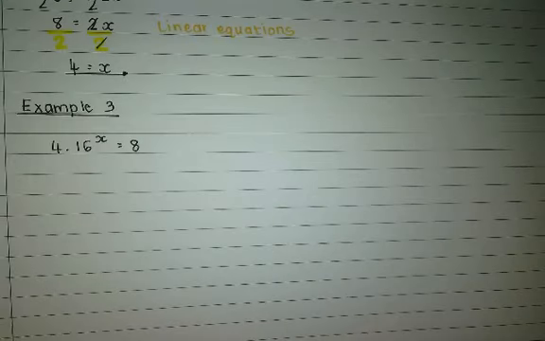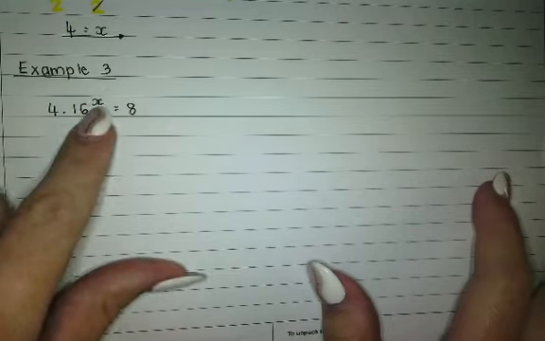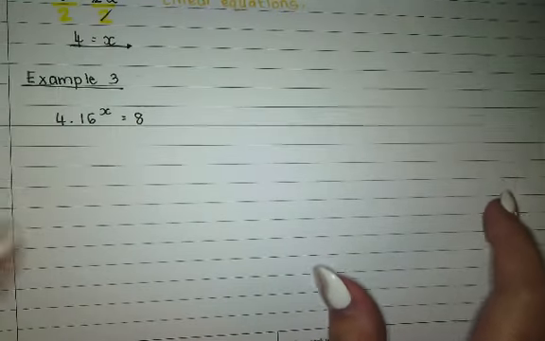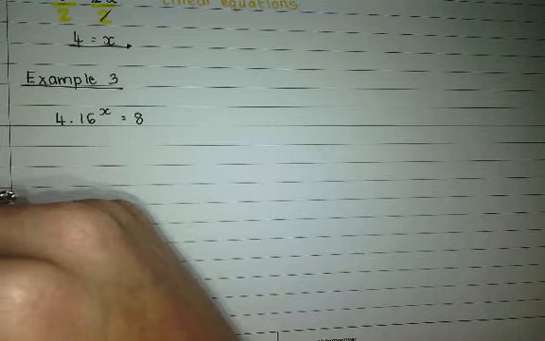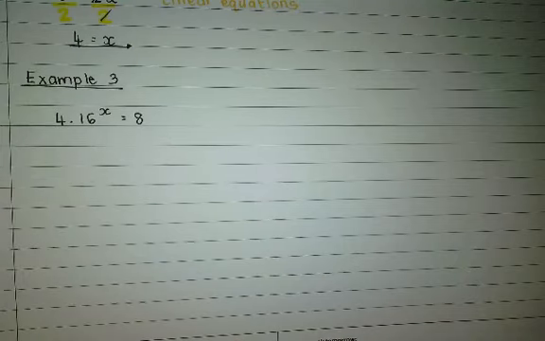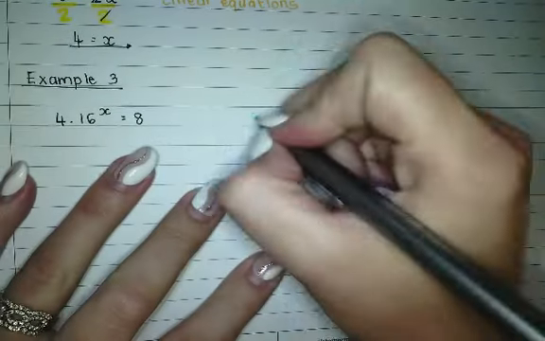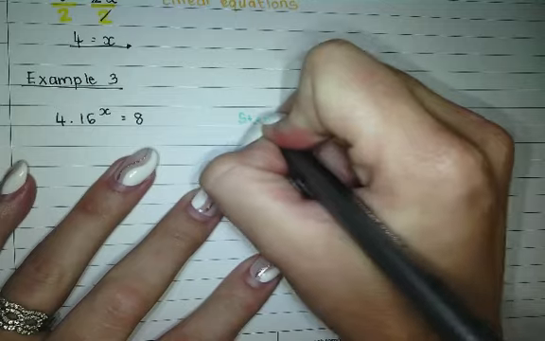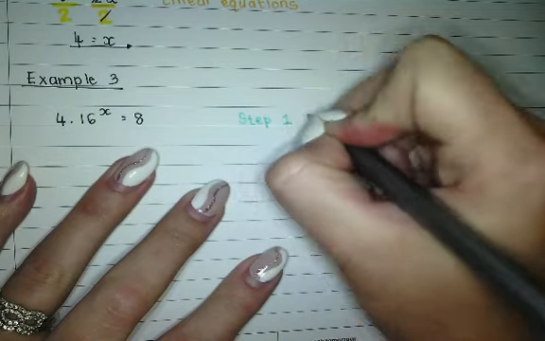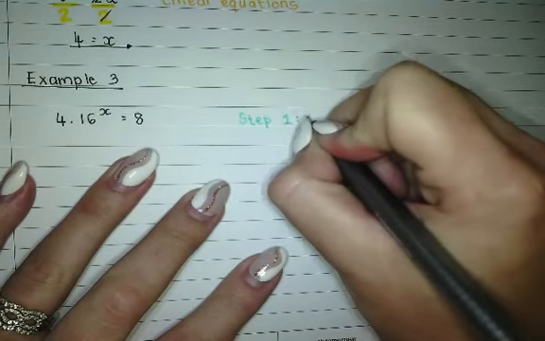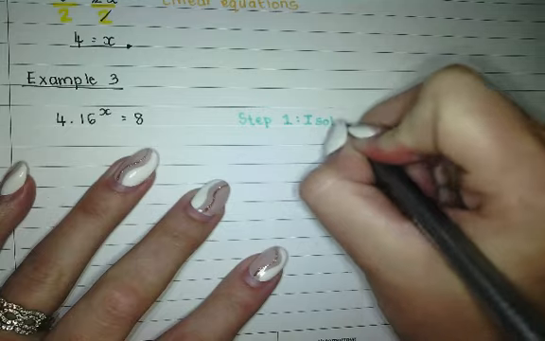In previous examples, we've only had one term on either side. However, can you see here, we don't just have the x on its own, we've got the 4 that's in the way. So if I had to write out a couple of steps for you when solving an exponential equation, your first step, Step 1, is to isolate your variable.